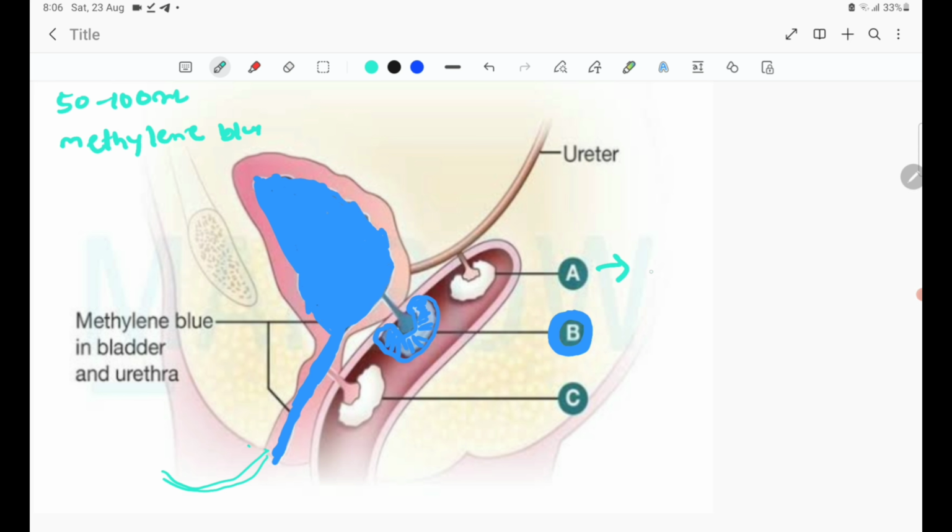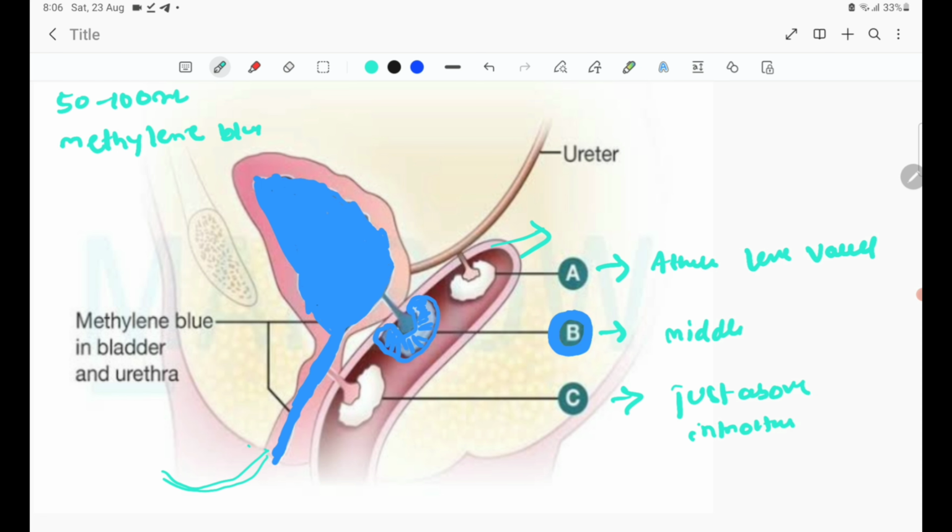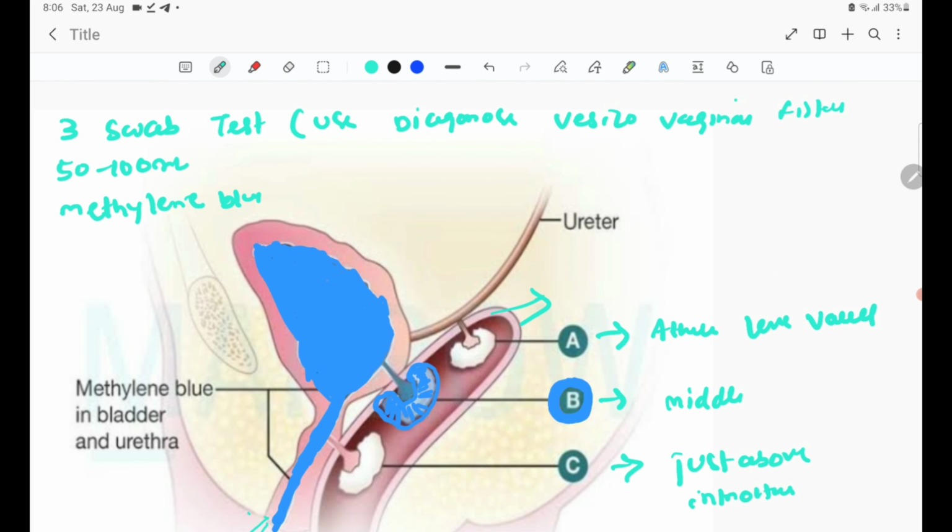One pack has to be at the level of the vault, and the second pack has to be at the middle, and the third pack is just above your introitus. Okay, so this is the three swab test. You have to use three swabs: one at the vault, one at the middle part of the vagina, and one just above the introitus.